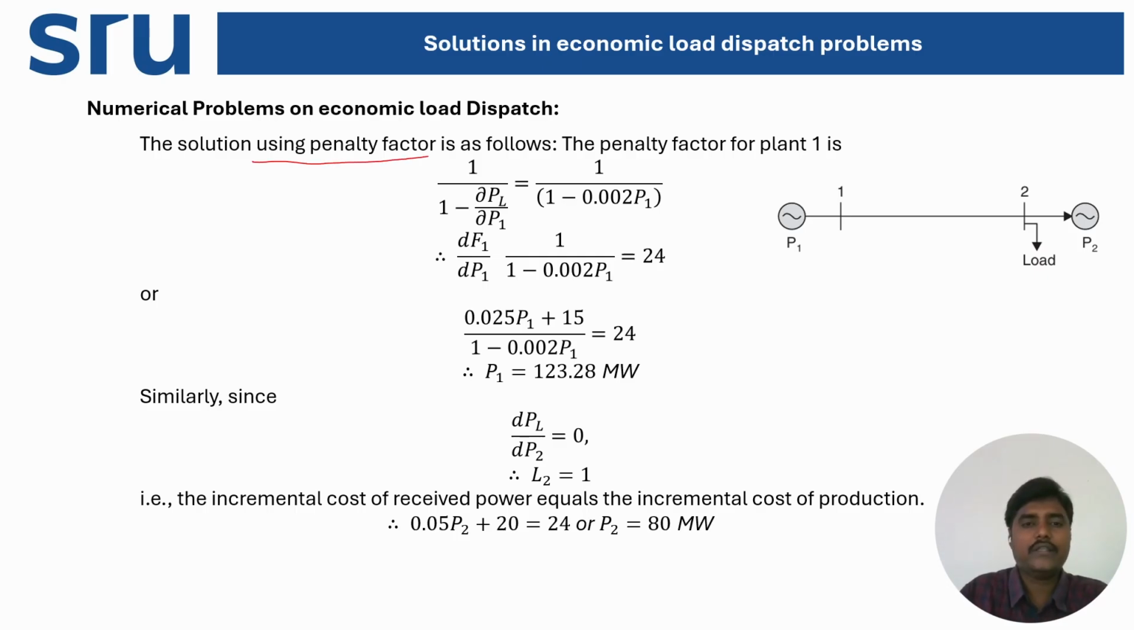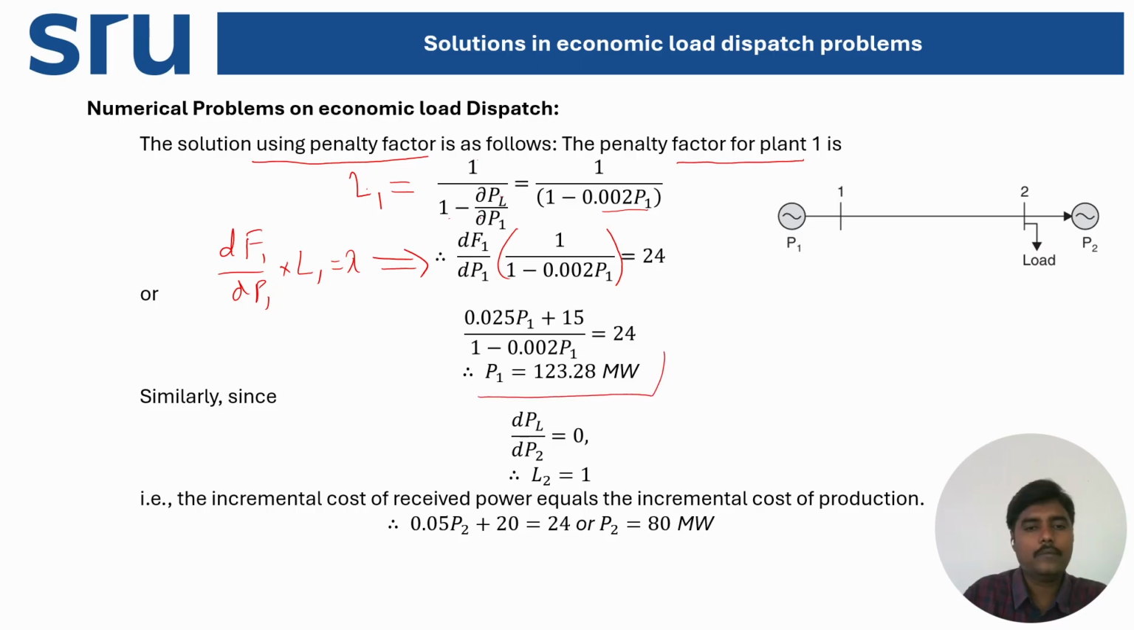So first let's find the penalty factor of plant 1. So penalty factor of plant 1 is indicated as L1. L1 is equal to 1 by 1 minus dou PL by dou P1. We already have dou PL by dou P1 equation as 0.002 P1. And now you can substitute this L1 in the coordination equation, that is nothing but dF1 by dP1 into L1 is equal to lambda. So by using the same equation, we can substitute this L1. So from this again you will get the same value P1.